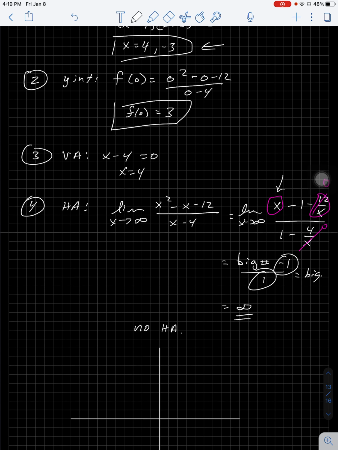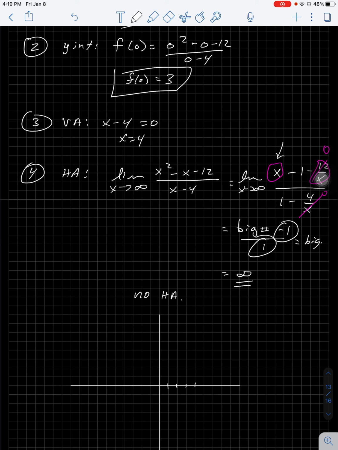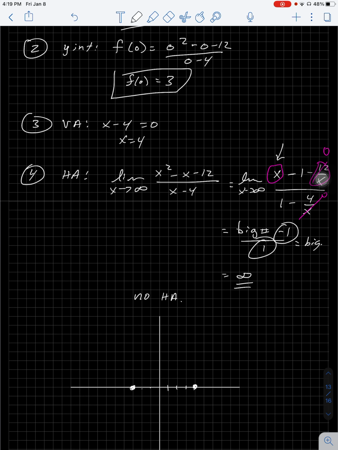So my x-intercepts are 4 and -3. My y-intercept is +3. My vertical asymptote is 4. This is a huge red flag right there. This is a big red flag. Why? Because I've got an x-intercept on a vertical asymptote. That's illegal. Okay, so there's something very wrong here, and that is your indicator.